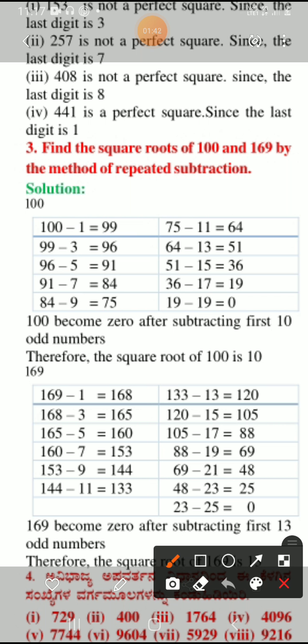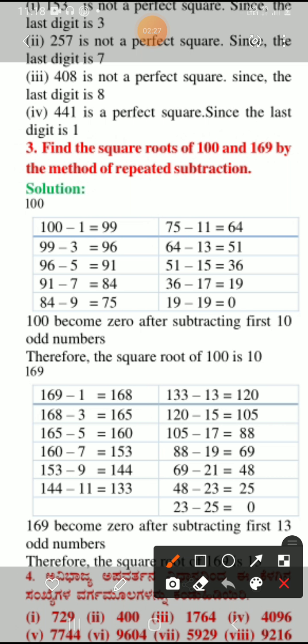Very simple. The number given is 100, so we subtract 1, and it becomes 99. Next, in 99, the next odd number is 3. If you subtract 3, it becomes 96. The next odd number is 5, so 96 minus 5 is 91. Then 91 minus 7 is 84. 84 minus 9 is 75, right?